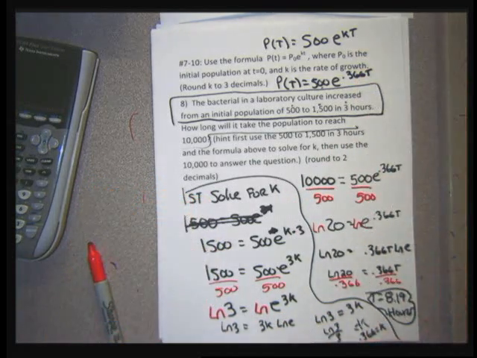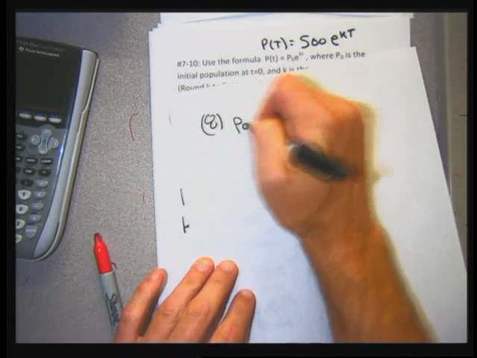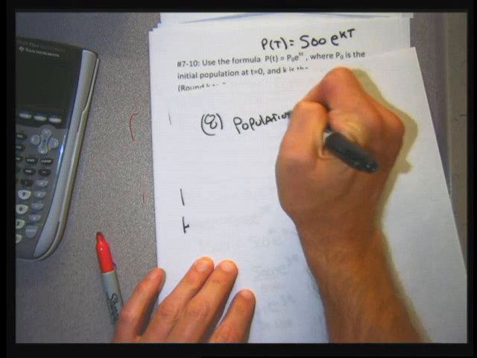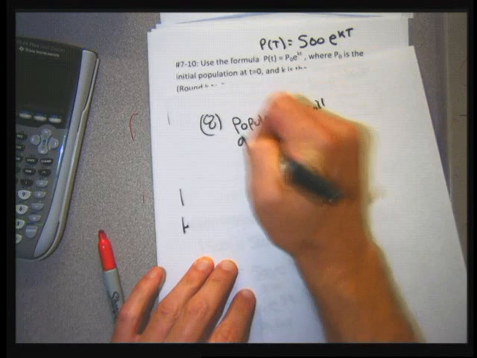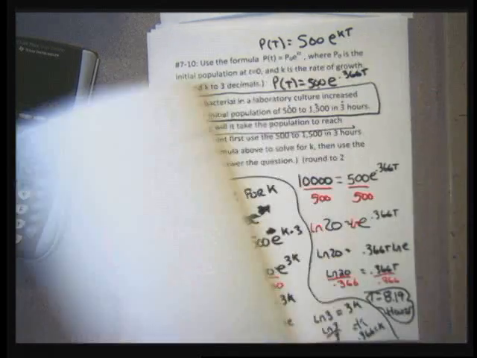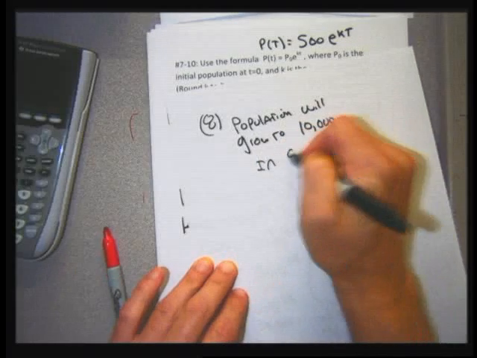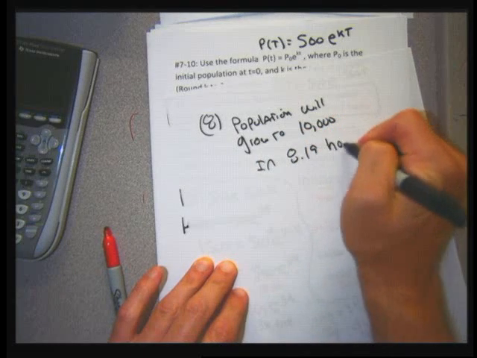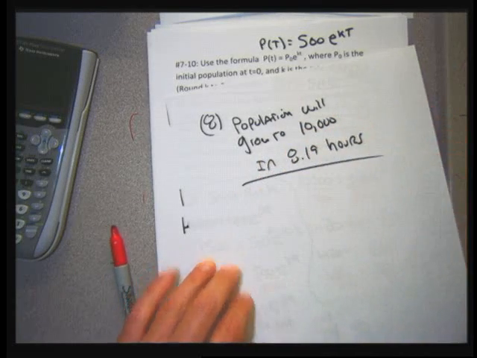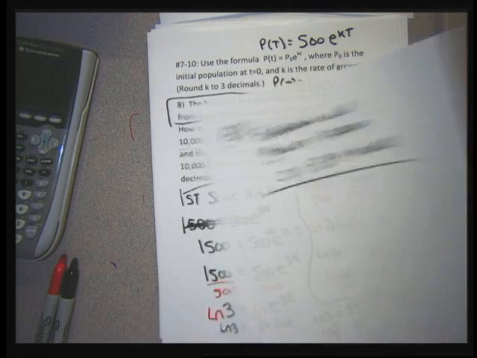The whole answer to number 8: the population will grow to 10,000, whatever they are, bacteria, in 8.19 hours. And even though I had to do a computation to find a k so I could use the formula like I've been using the formula, that k work doesn't go in my answer.